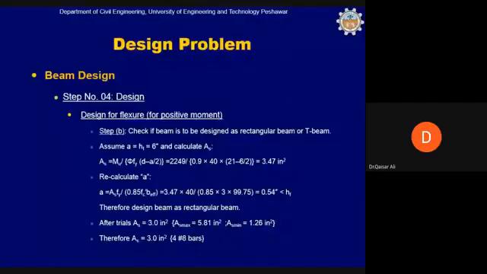AS is finally 3 square inch. AS maximum can be calculated. You know the equations for AS max and AS minimum. AS maximum is 5.81 square inch. AS minimum is 1.26 square inch. So AS is within the maximum and minimum range. This is okay according to the ACI code requirements. AS shall be not more than AS max and shall not be less than AS minimum.